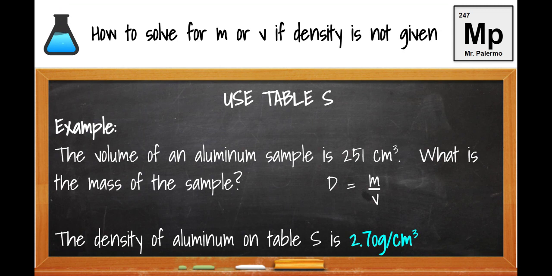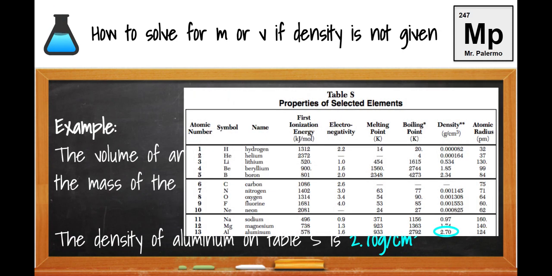Sometimes we have to use a table to find data. The volume of an aluminum sample is 251 centimeters cubed. What is the mass of the sample? So we are just given the volume, but density for many elements is a known value, so we can look it up. It's telling us the density of aluminum on Table S, which is just a table. We don't use Table S specifically, but if we were to look at a table like this, for many elements, we're given the symbol, the name, some other information that we'll learn about, ionization energy, melting points, electronegativities, but you can see the column there where density is, and it gives us the density of aluminum, and that's where that 2.70 grams per centimeter cubed comes from.